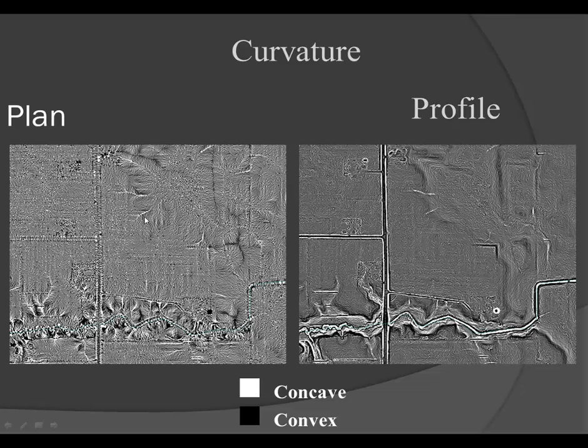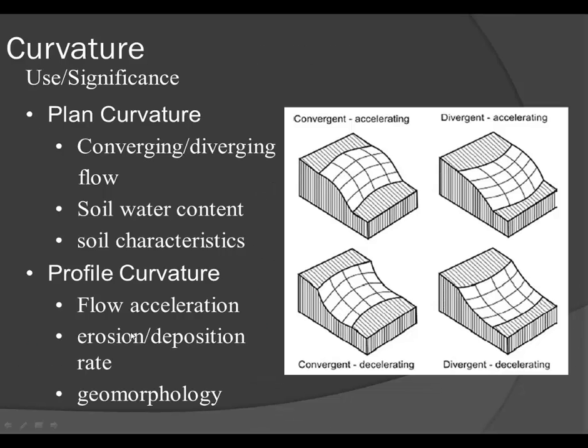The plan looks at those which are perpendicular to the flow direction, and the profile is along the direction of flow. So by looking at the profile or the plan, you're able to understand more about the flow acceleration or the soil characteristics and the geomorphology. So they're just two different ways of characterizing the landscape.